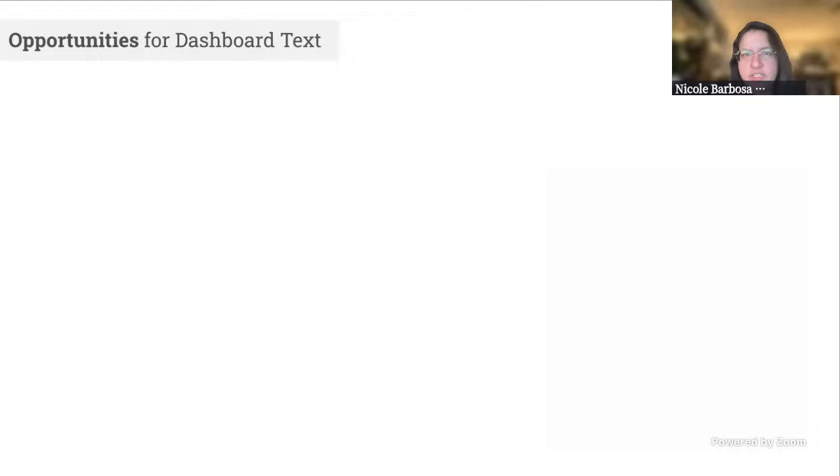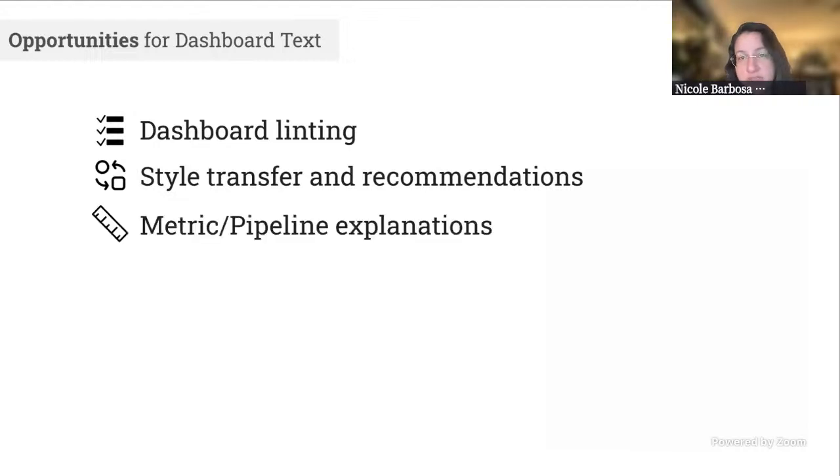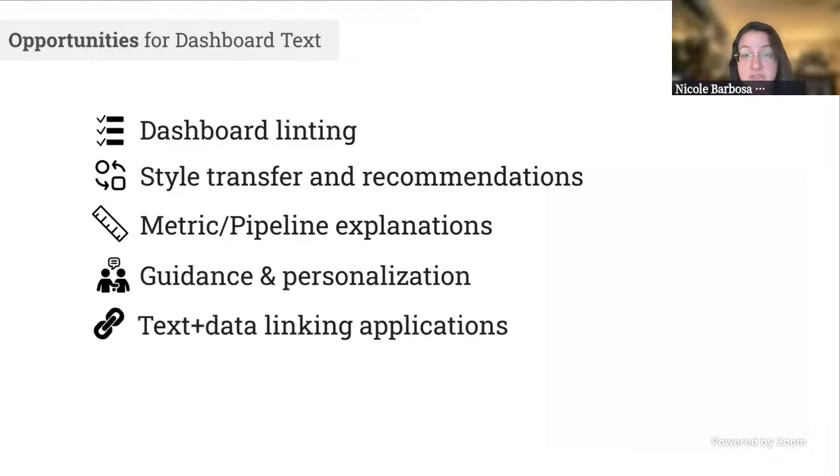A few promising directions include dashboard linters, or ways to sanity check communication and presentation aspects, building on examples and repurposing elements from one dashboard to another, helping practitioners craft content to explain data provenance and metric calculations, expanding guidance capabilities, perhaps via user adaptive approaches, using text data links to automate formatting and interactivity aspects, and being more creative with dynamic text and interactivity overall.